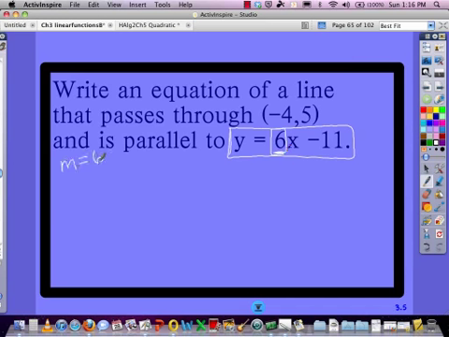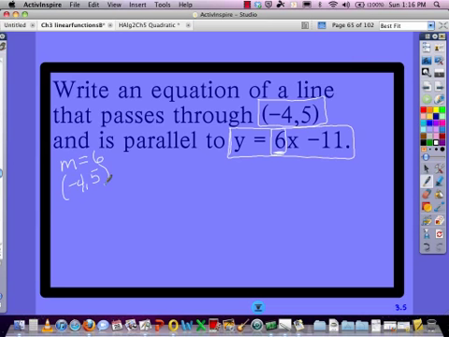After that, it says it must pass through the point negative 4, 5. So if it has to go through the point negative 4, 5, I'm going to look at my given information. I see a point, and I see my slope. So based on all the different forms of lines we just talked about, it sure makes sense to use point slope, the name of the information that's here.